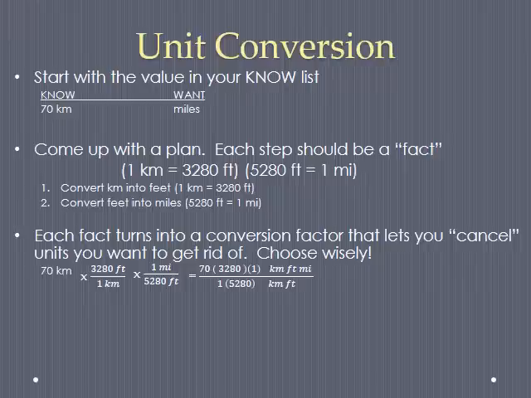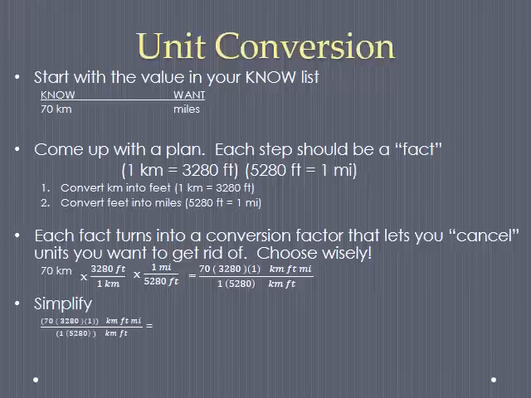We had 70 kilometers times 3,280 feet times 1 mile on the top. And on the bottom, we have 1 kilometer times 5,280 feet. So I'm just going to cluster them together. You'll notice all the numbers at the front, 70 times 3,280 times 1. That's all the values from the top, or the numerator of the fraction. And then the units from the top: kilometers, feet, and miles. And then I'm going to divide that whole big ugly number by all the values on the bottom. I've got 1 times 5,280, and then the units on the bottom, which are kilometers and feet.